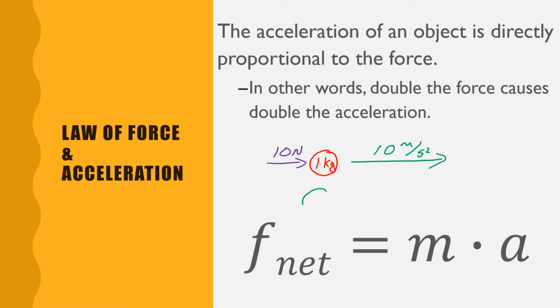Now, let's say I take the same 1 kilogram ball, and this time I push it with double the force, at 20 newtons. The acceleration is going to be much greater. In this case, my acceleration will be 20 meters per second squared. That's just because it's a 1 kilogram ball. Obviously, there's a whole formula with it. Your acceleration isn't going to equal your newtons every time. This is just an example.